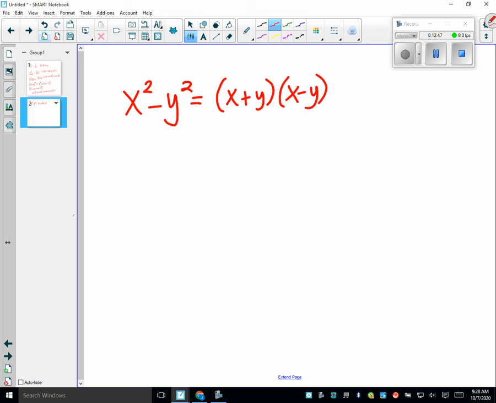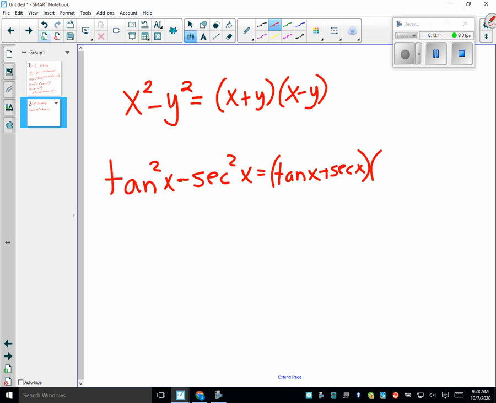All right? So what if I had tan squared x minus secant squared x? Is that a difference of two squares? So what's it going to be? Tan x plus secant x, tan x minus secant x. Right?